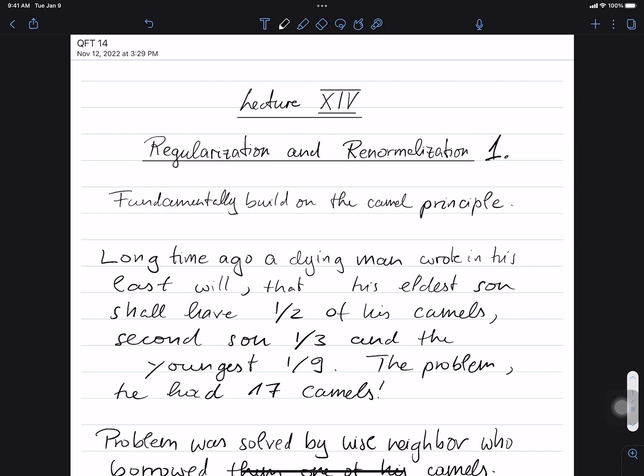Hi, and welcome to lecture 14. We're going to talk about regularization and renormalization, focusing in this lecture on the regularization procedure.